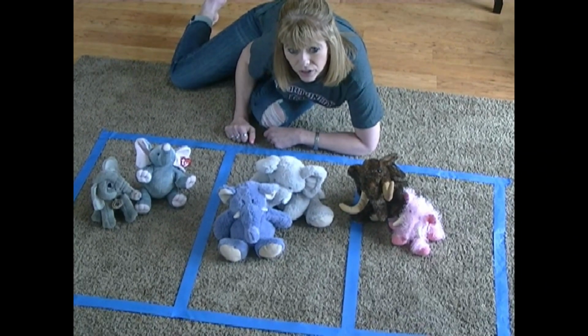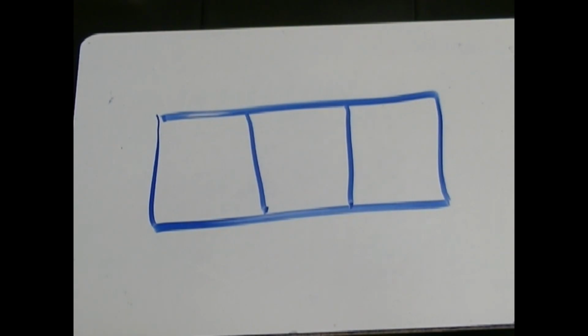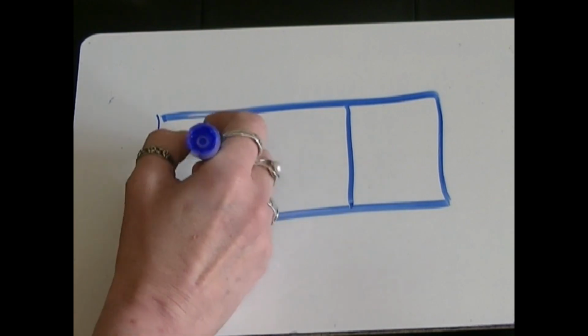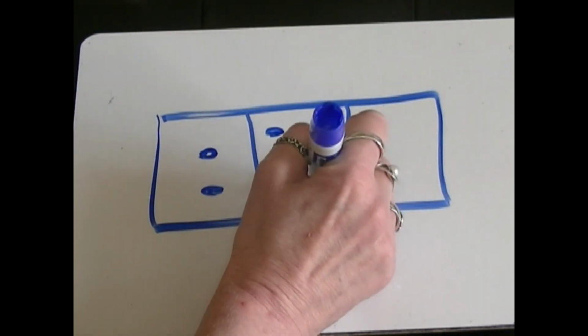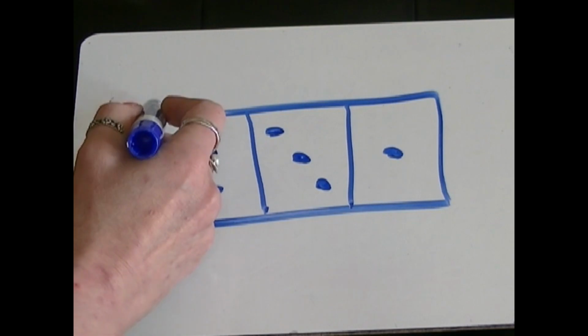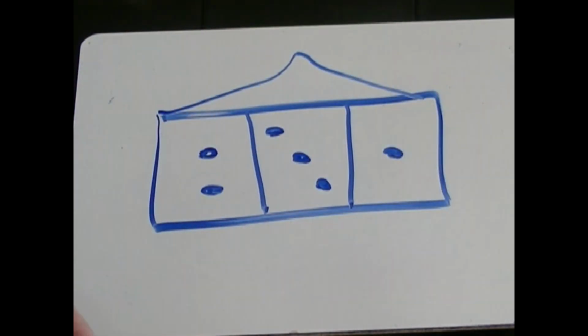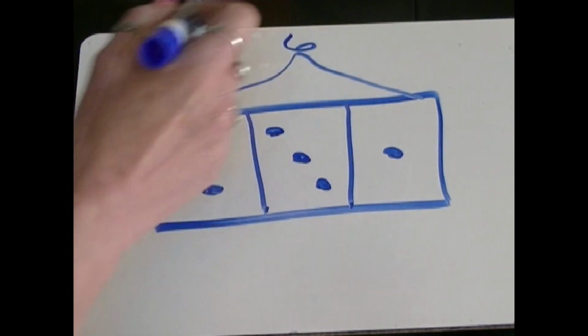Now let's see what it looks like if you wrote this down on a whiteboard. Here's my tape diagram. Now I'm going to fill it in with a group of 2, a group of 3, and a group of 1. In order to find the sum, we just add up all the numbers in the tape diagram. 1, 2, 3, 4, 5, 6. And that's our sum.